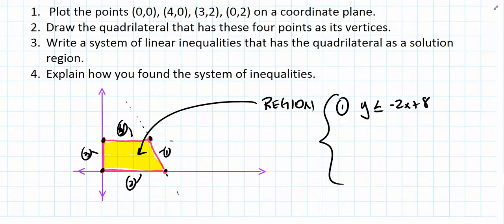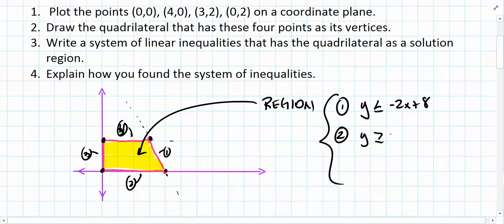What did you get for line segment number 2? Y is greater than or equal to 0. Fair enough. How about number 3? X is greater than or equal to 0. Finally, number 4, what did you get? Y is less than or equal to 2.